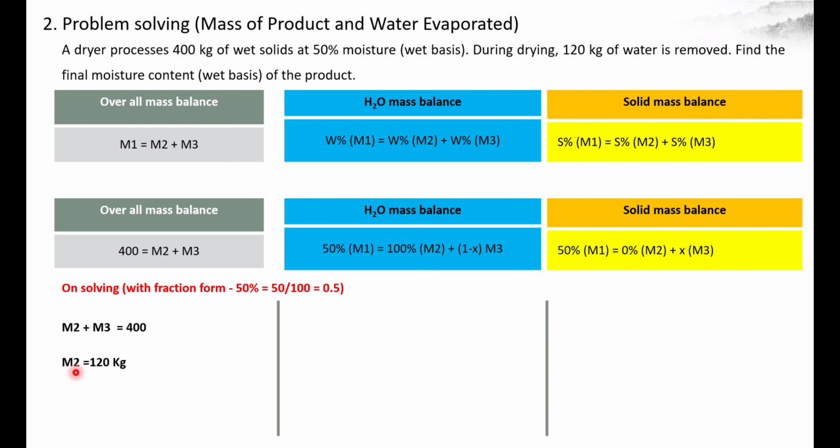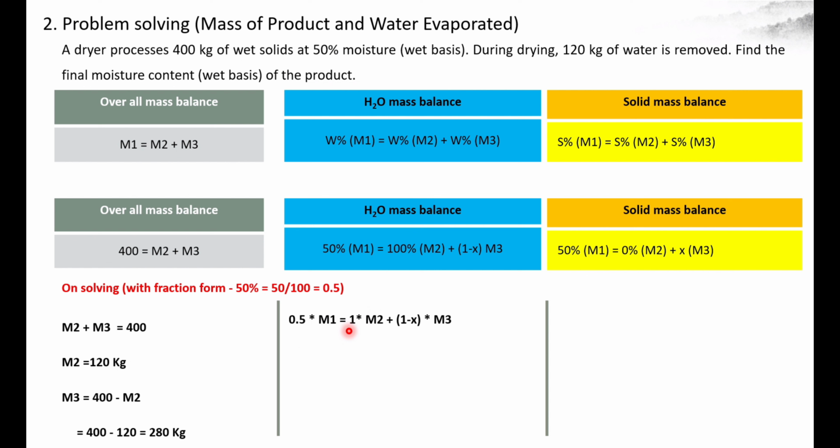M2 is given in the question as 120 kg. Hence M3 would be 400 minus 120 kg, which is equal to 280 kg. So we have calculated the mass of the dried product. Now we have to find the x value, that is the percentage of water and percentage of solid in it. Let's take the water balance equation.